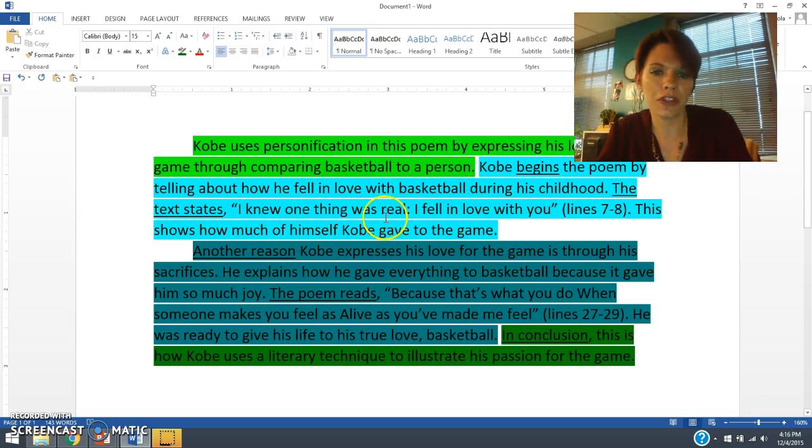So look, quote the exact words in the text. Hug the page number in parentheses. The period goes outside because it doesn't have any friends. Quote the exact words in the text.